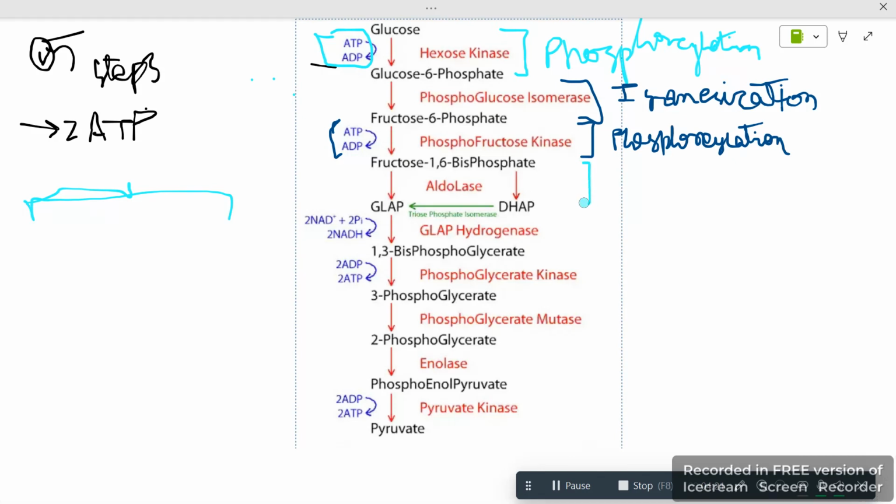Then after fructose 1,6 bisphosphate, this process is known as splitting. Splitting is simply when things are divided into two parts. So this fructose 1,6 bisphosphate would be divided into two: first is GLAP, known as G3P, glyceraldehyde 3 phosphate, and the second is DHAP, dihydroxyacetone phosphate.